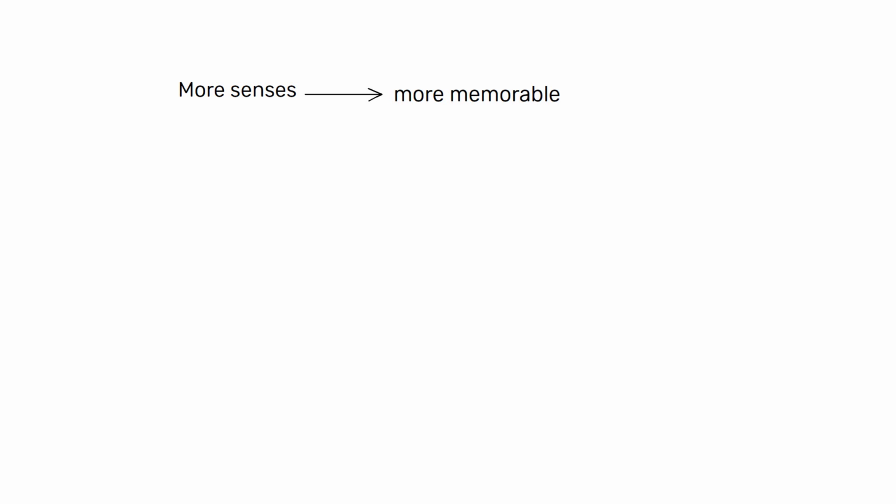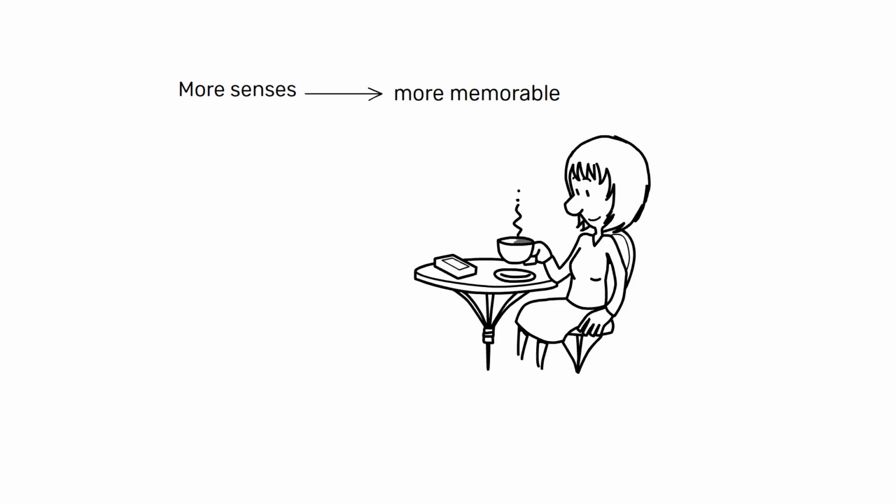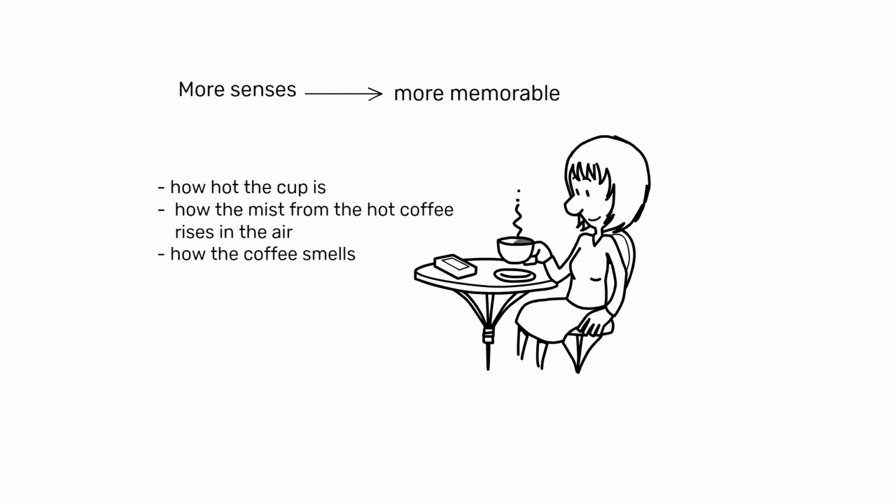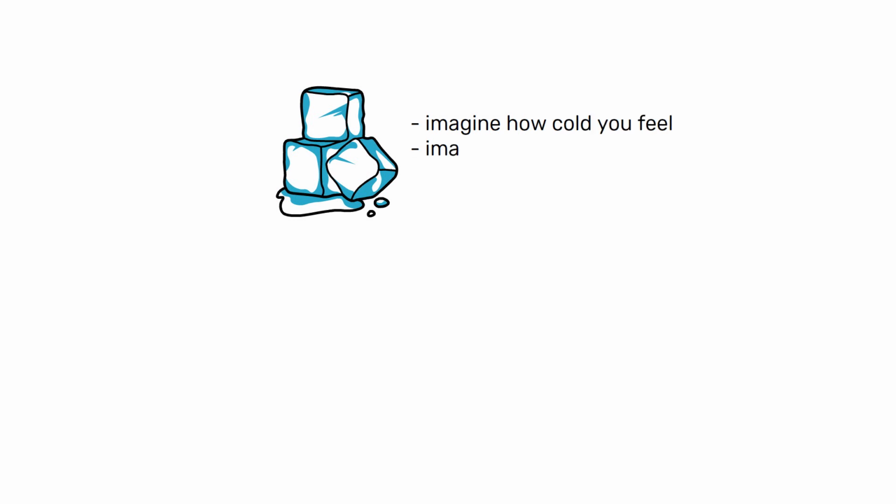Consider this example. Assume you need to remember something by connecting it to a cup of coffee. It won't be memorable if you just imagine a cup of coffee. You are going to forget about it. Instead, use all of your senses. Imagine how hot the cup is, how the mist from the hot coffee rises in the air, and how the coffee smells. Another example. If you memorize something using ice, imagine how cold you feel. Imagine you are shivering. Imagine you are breathless.